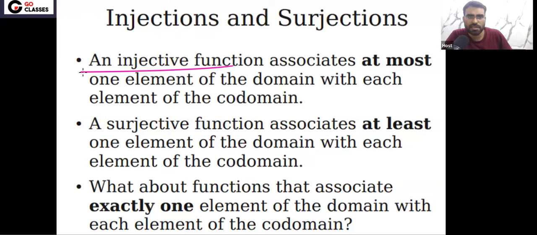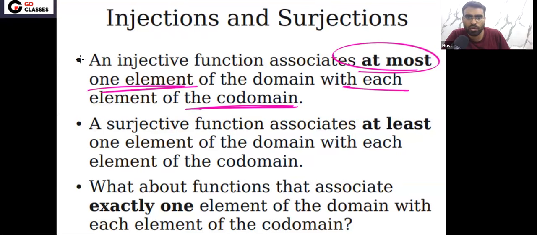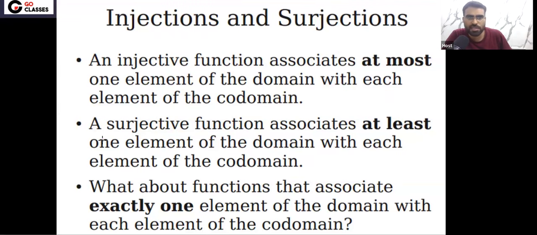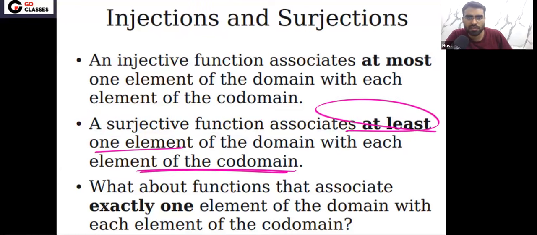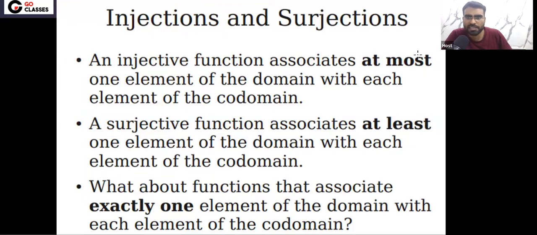So you can easily see in the injective function, what will happen? At most one element of domain is associated with each element of codomain. In the surjective function, what will happen? At least one element of domain is associated with each element of codomain. So in the bijective, what will happen? In the bijective, you can combine these two. In the bijective, it will be exactly one.